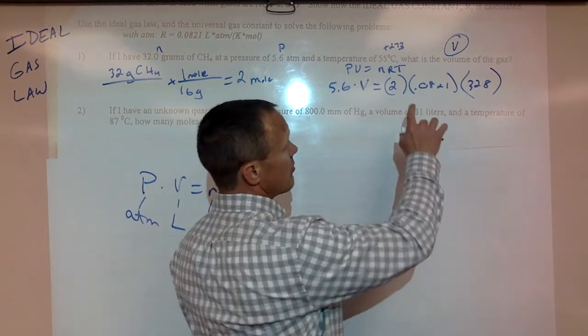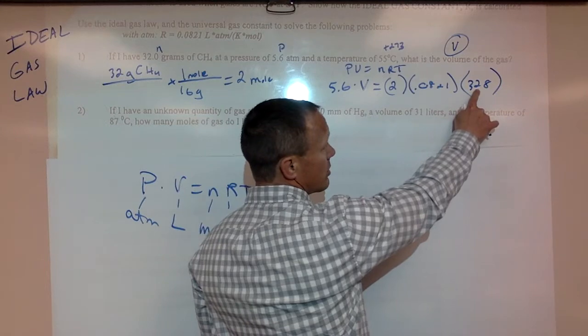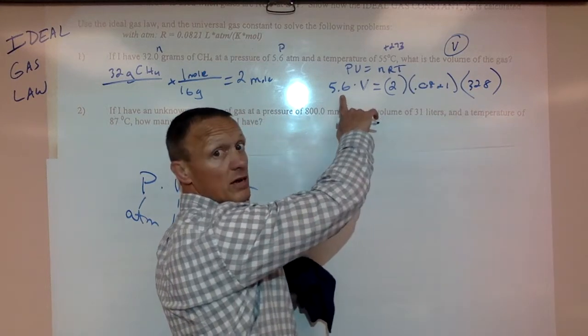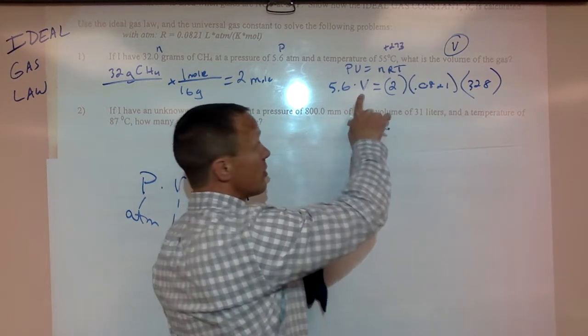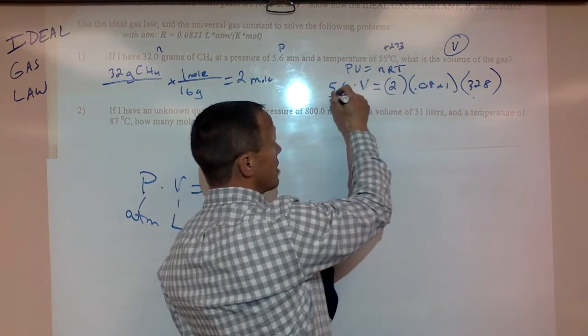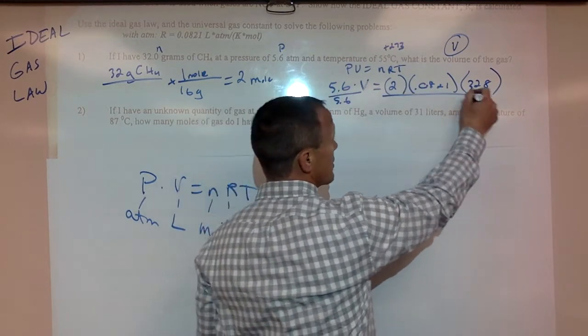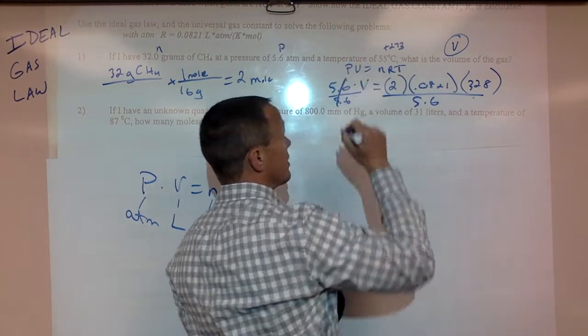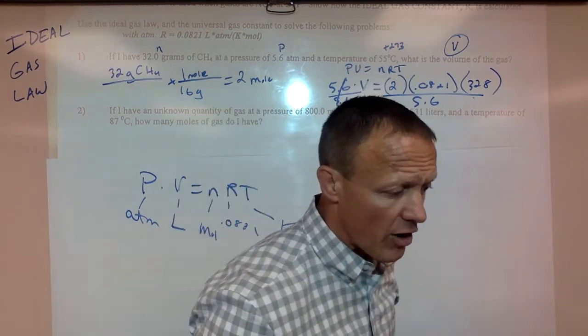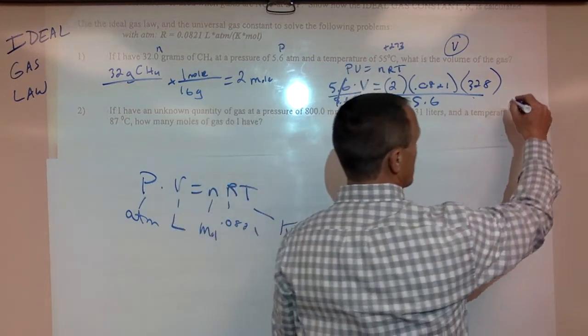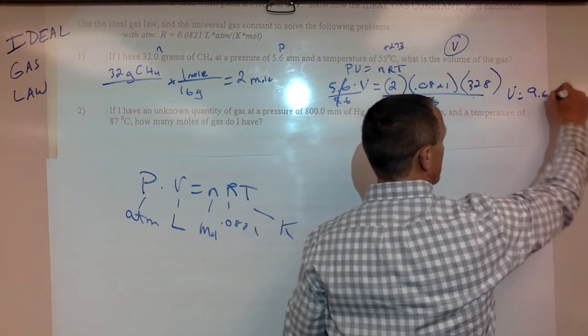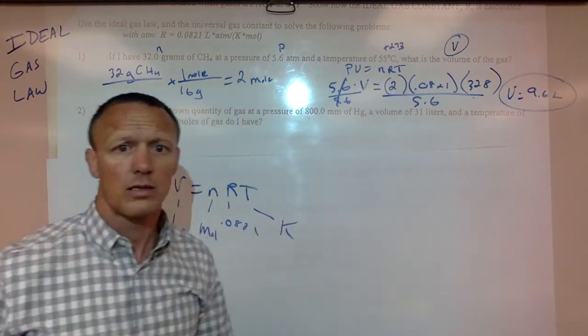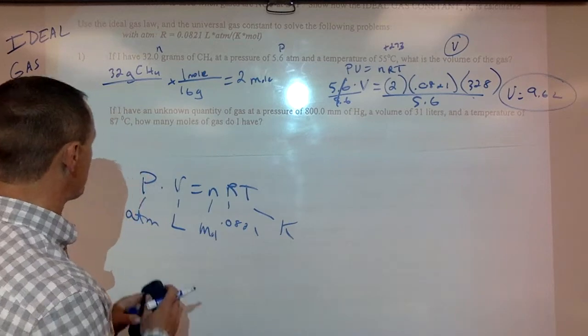To get an answer to this, you're going to multiply these 3 numbers and divide by 5.6. Again, you're trying to get V by itself, so you're going to divide both sides by 5.6 to get our volume. And we do that, get a volume of 9.6 liters. There's one problem.